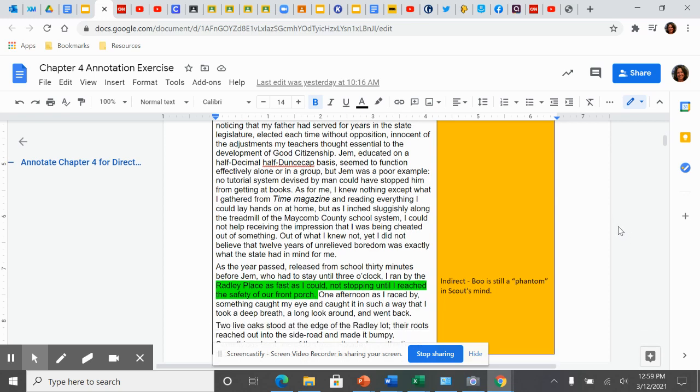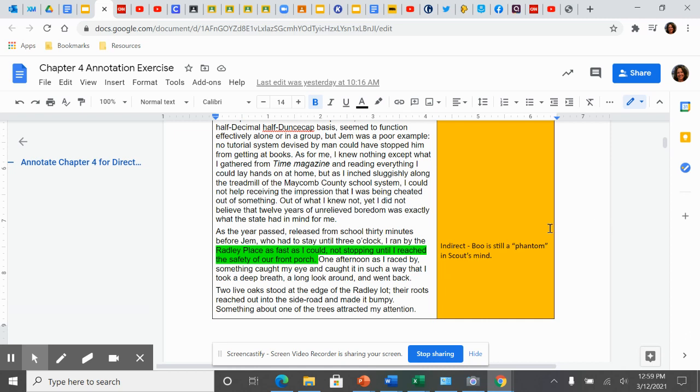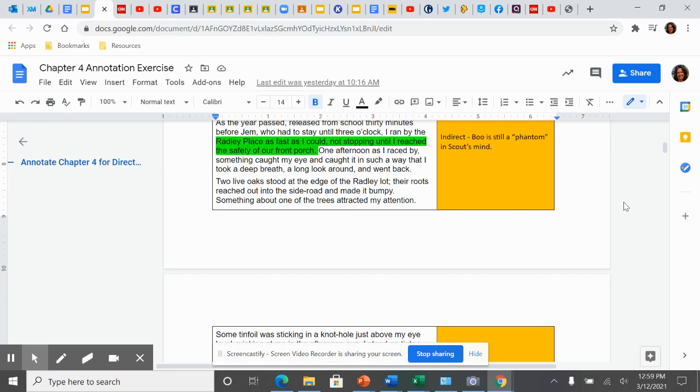For example, I went ahead and modeled this for you, and you can take a look. I highlighted this. My color for indirect characterization is going to be green, and I'm going to use blue for direct. So reading along, we read where Scout ran by the Radley place as fast as she could, not stopping until she reached the safety of their front porch. That's indirect characterization because we see how Scout reacts to Boo Radley. He is still a phantom, a monster in her mind.